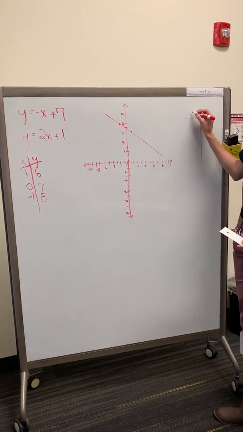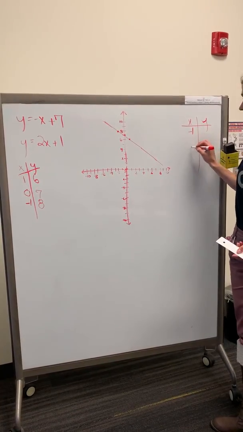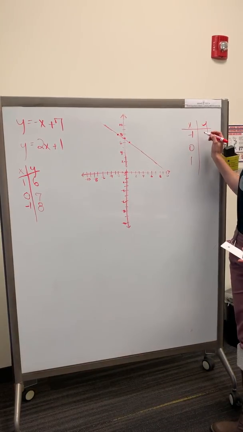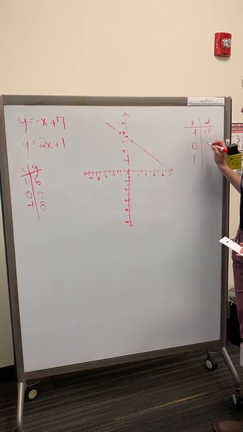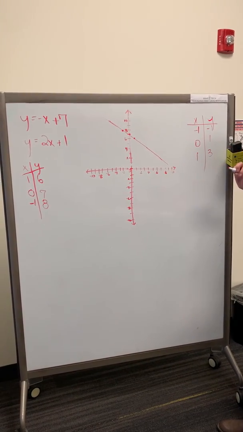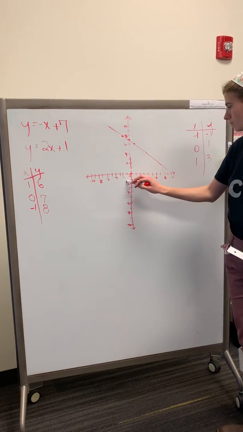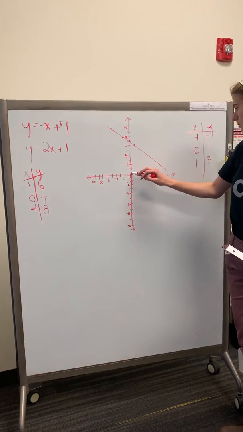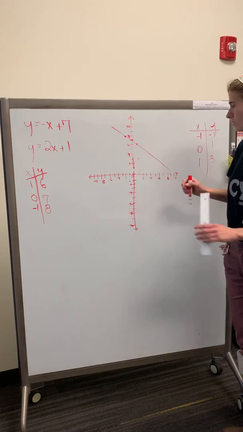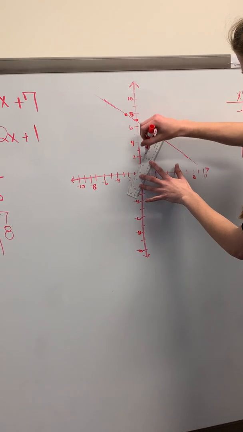I'm going to set up my x and y table over here. We use the same points: negative 1, 0, 1. So 2 times negative 1 is negative 2, plus 1 is negative 1. 0 plus 1 is 1. That would be 3. All right, now that we've got these values, we'll plug them in. Negative 1, negative 1. 0, 1. 1, 3. All right, just like the first one, we will draw this line.